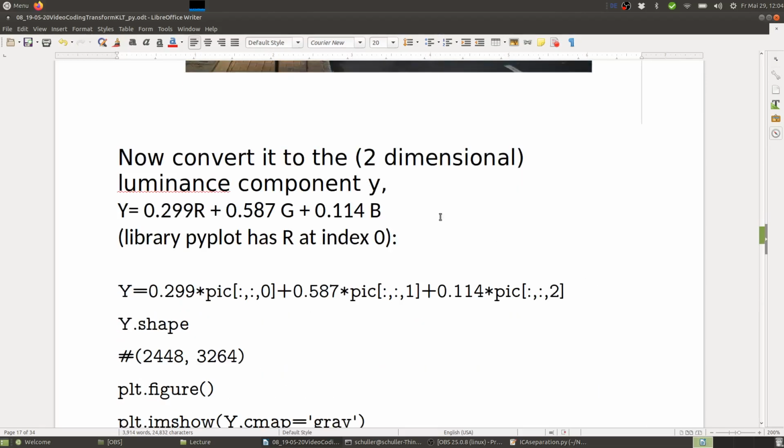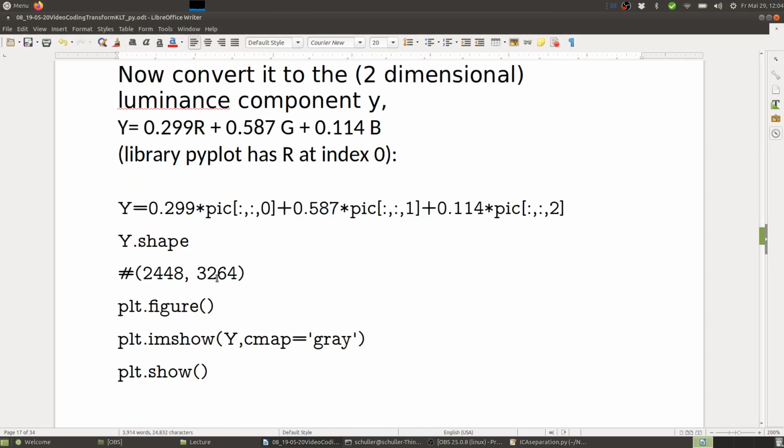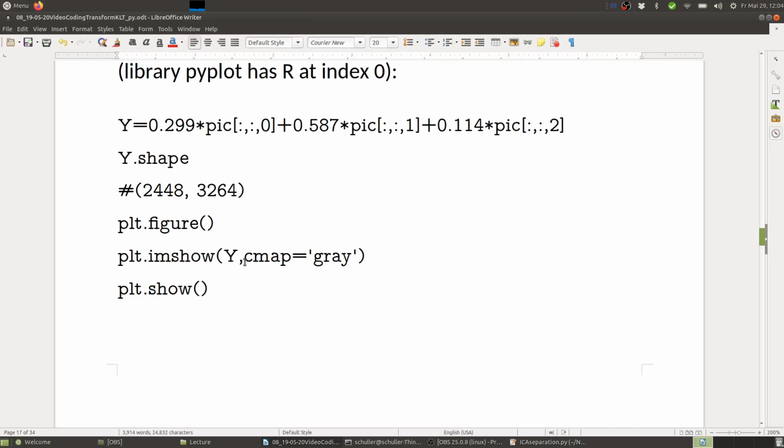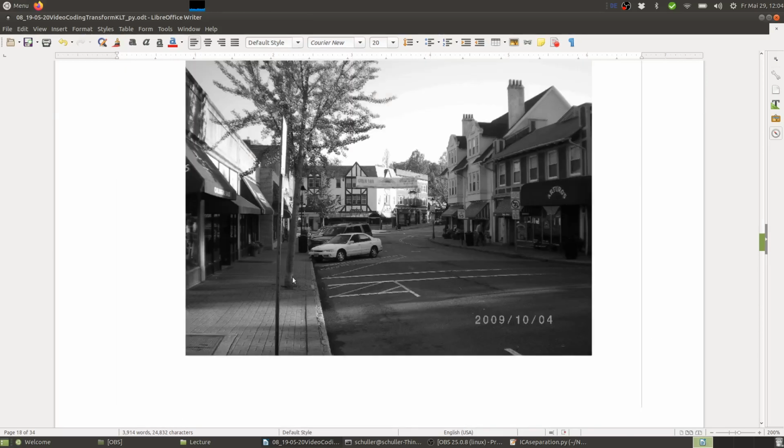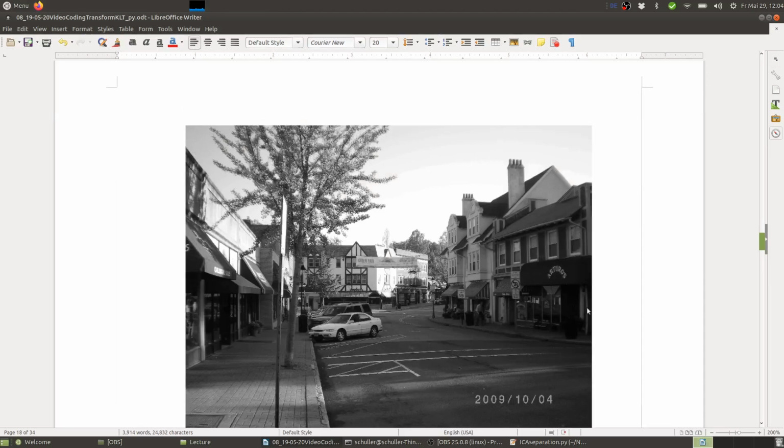So now we can convert it to the two-dimensional luminance component, Y. So this is down here. This is blue, green, and red. Here you get the shape. So we have 2448 pixels times 3264. So this is something like 7 megapixels. And then we can show the Y component, which is just a black and white version of it.